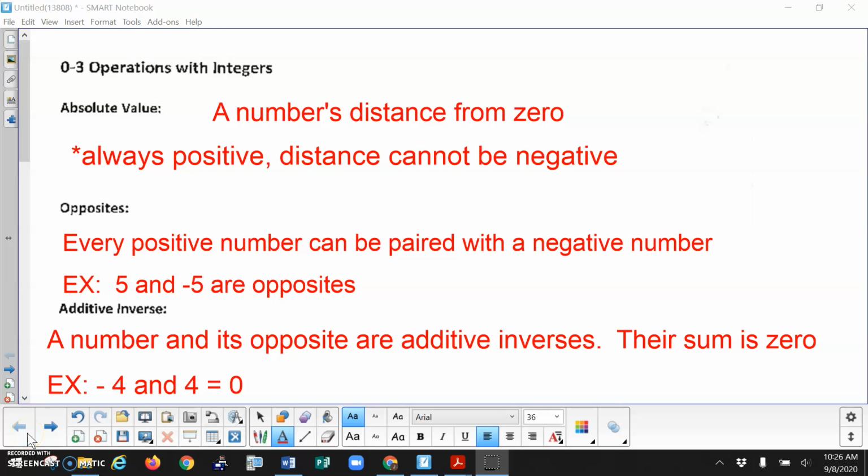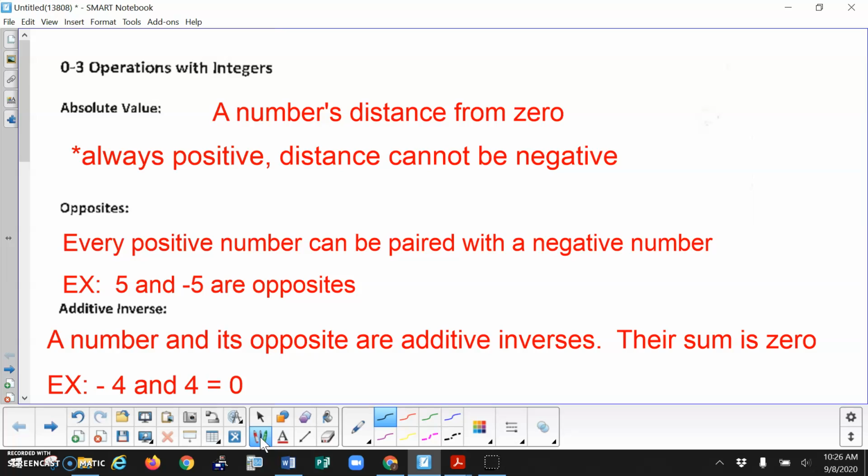These are the notes for Algebra 1A, Section 03, Operations with Integers. The first thing is to define a few things. Absolute value is a number's distance from zero. This is always positive because we're talking about distance, and distance cannot be negative.